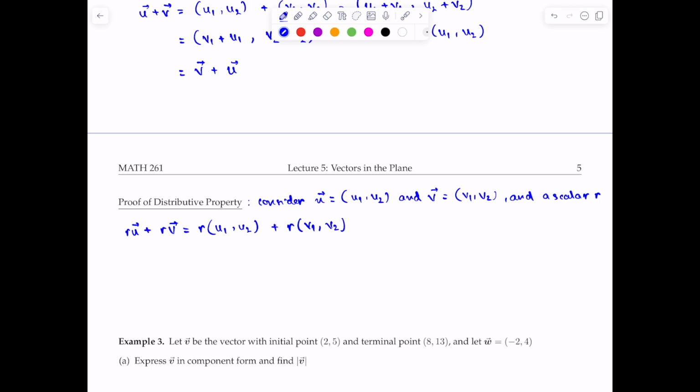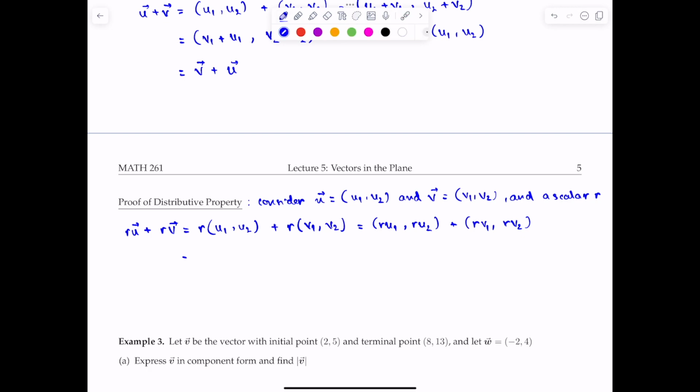So you see the example earlier that to perform the scalar multiplication, you just basically multiply r, or the scalar or the factor, with each component of the vector. So for r times u, you have ru1 comma ru2. For r times v, you have rv1 comma rv2. And now this is the vector addition in the component form.